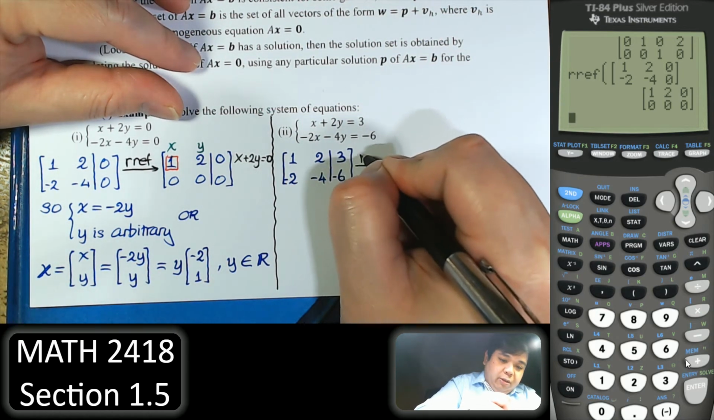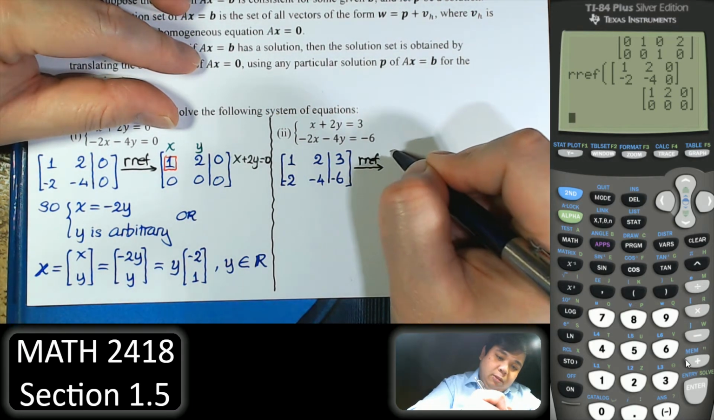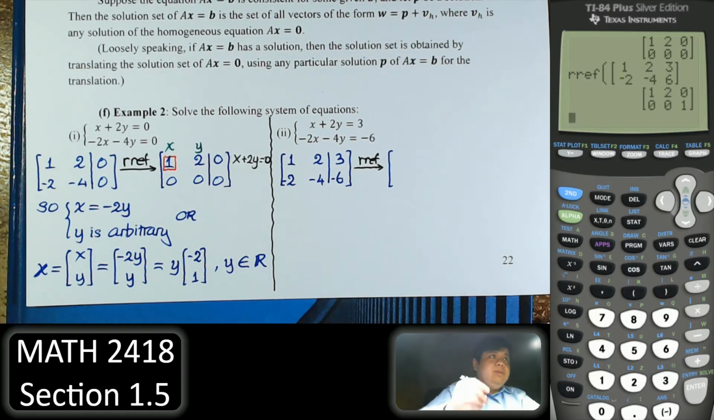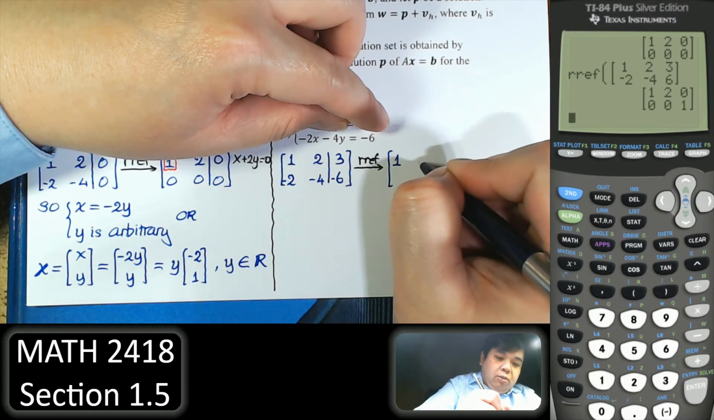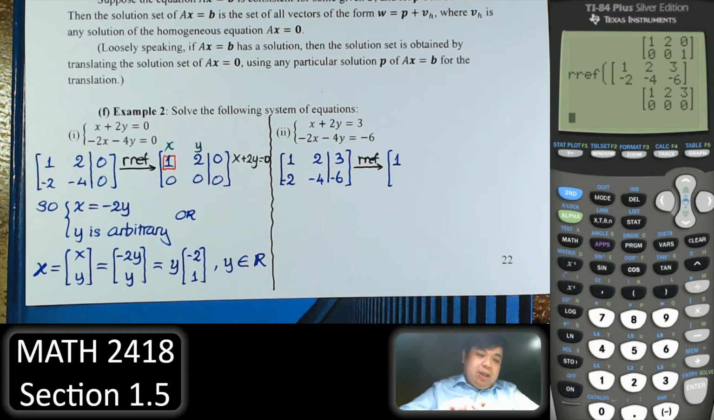Reduce row echelon form. Right, I just go back, highlight that, hit enter, that is copy and paste. Change 2, 3, and 6. So I have that. Negative 6, right? Yeah, otherwise there would be no solution because we have the pivot on the last column.